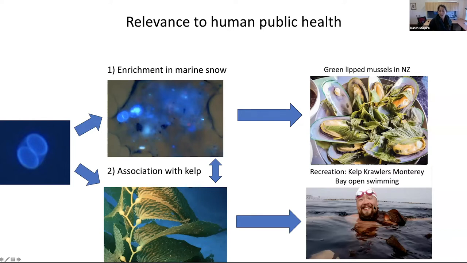This is an actual swim team in California where they're called the kelp crawlers and they like to recreate and practice their swimming in kelp forests near Monterey Bay.